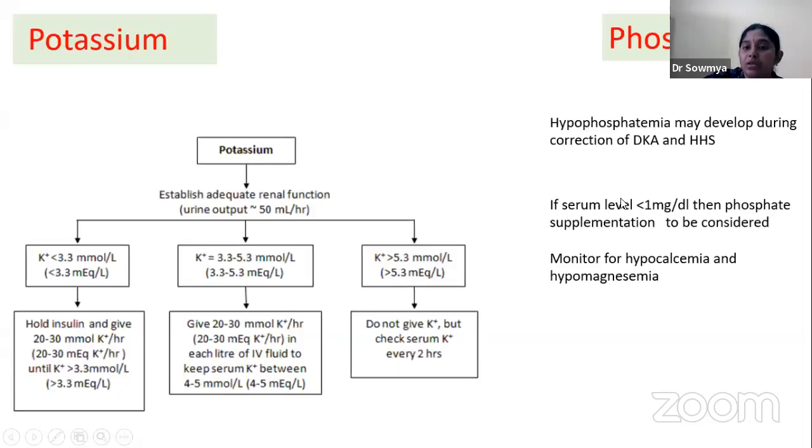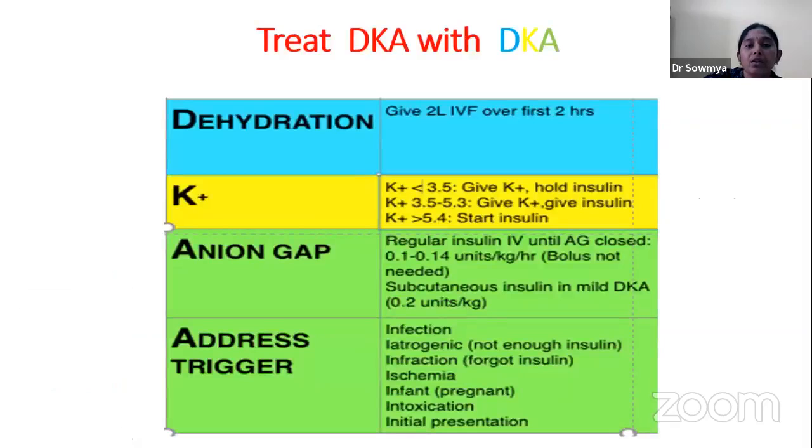If there is hypophosphatemia, correction is usually given when the level is less than 1 milligram per deciliter. Monitor for hypocalcemia and hypomagnesemia. So we are treating DKA, which means we are treating the dehydration by giving fluids. We are treating the potassium by giving potassium correction, and by correcting the anion gap, that is, regular insulin is given until the anion gap is closed. And we are addressing the trigger factor. Here the trigger factor is infection.